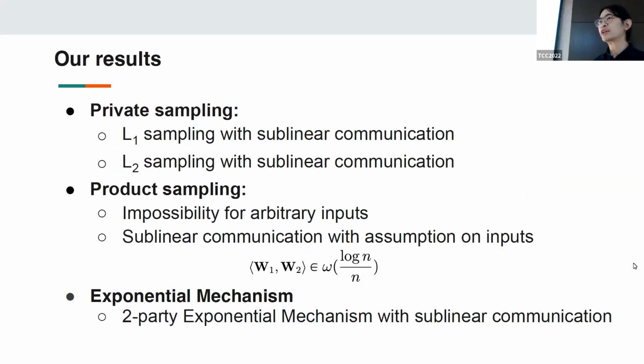With this question in mind, we started with several common distributions. We construct a sublinear protocol for L1 and L2 distributions. However, for product distribution, we show that it is impossible in general, unless you make some assumptions on those inputs. And from that product sampling protocol, we construct a two-party exponential mechanism as well.